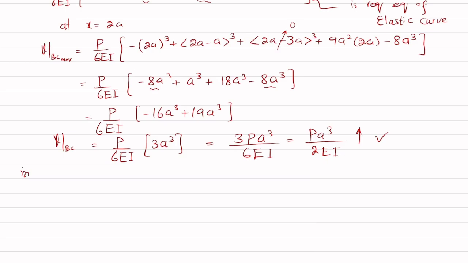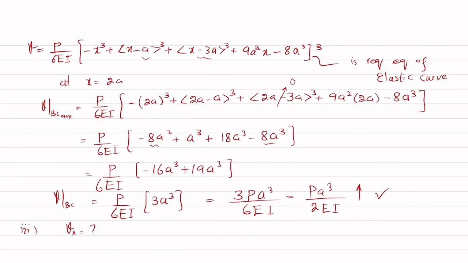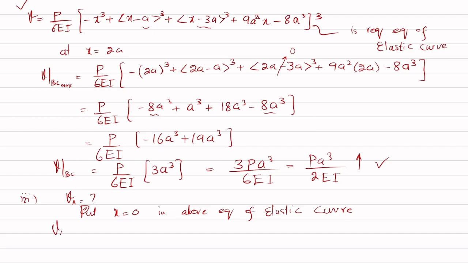Now the third is to find the deflection at point A. So you can see here that x is equal to 0. So put x equal to 0 in the above equation of elastic curve, which is this one. So you will have the deflection at point A equal to P over EI. This term will be 0 because x is equal to 0. This will also be 0 because minus a in the Macaulay bracket is 0. This will be 0. This will be 0.